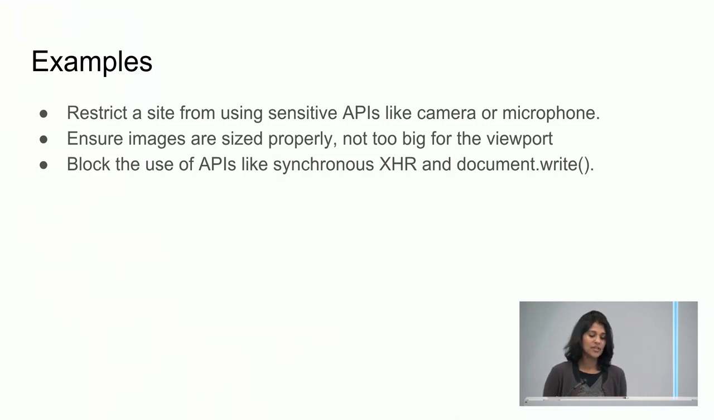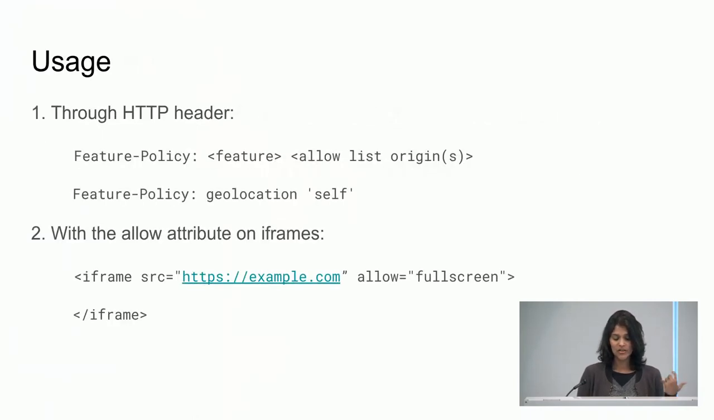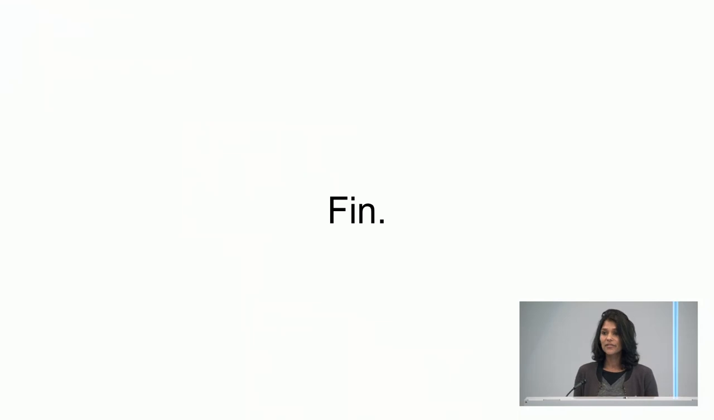Here are some examples of policies. They can cover everything from sensitive APIs, like camera or microphone, to the so-called bad APIs, sync XHR, document write, making sure images are sized properly, et cetera. And in terms of usage, there are a couple of ways to use it. One is through the HTTP header, and I have an example listed here, and the other is through the iframe's allow attribute. So that's everything I have. Thanks.